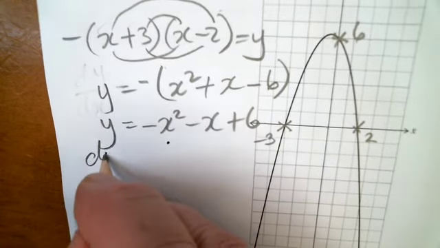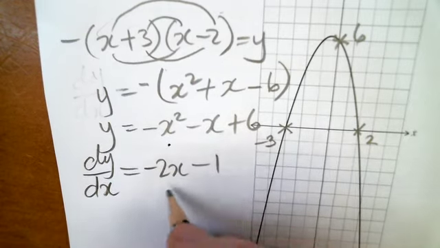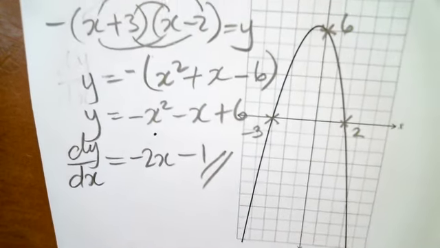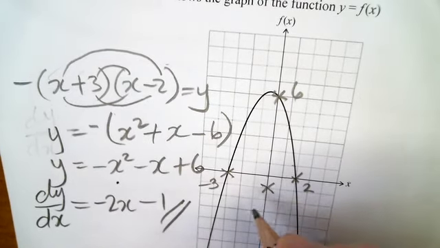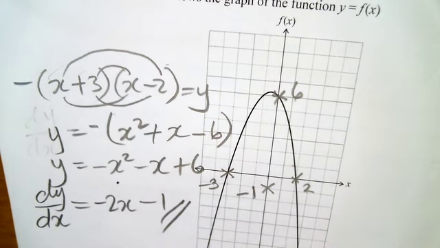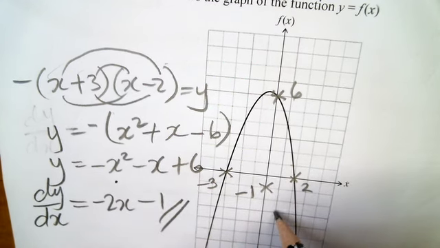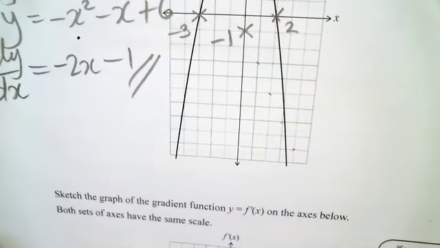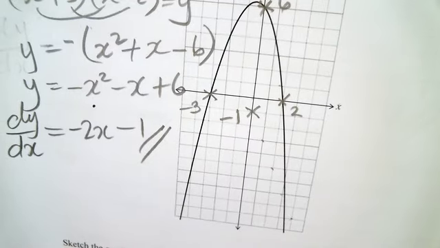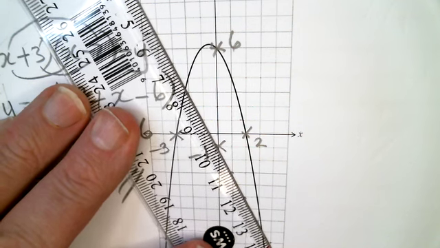Now let's differentiate and find the gradient function, which is negative 2x minus 1. There it is. So let's draw the graph of negative 2x minus 1. The y-intercept is negative 1, so I'm putting in negative 1 there. And the gradient is negative 2, so from here it's 1 along, 2 down, 1 along, 2 down, 1 along, 2 down. So the graph is going to look like that, yeah? I'll try and draw it as accurately as I can, hitting as many of those points as we can.